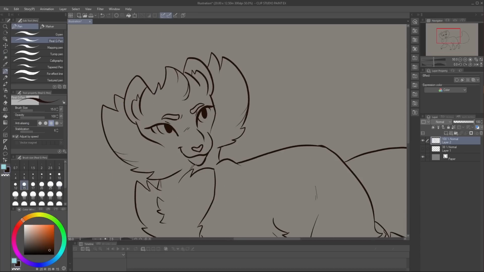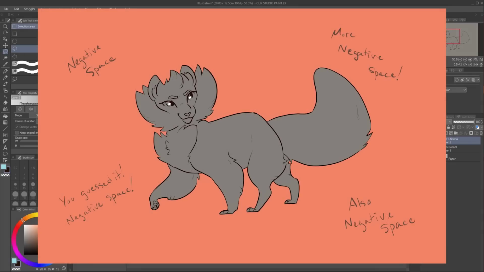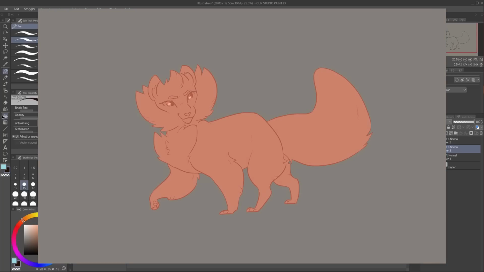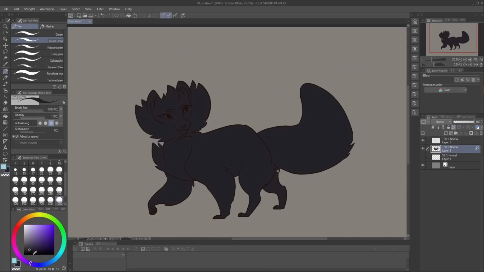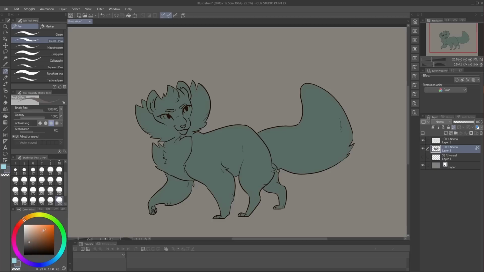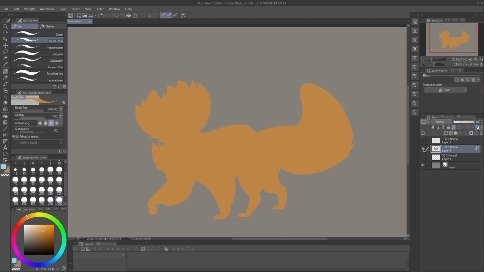Negative space can easily be seen as this large space of nothing around the character. However, negative space also exists inside the character design as well. Let's say I decide to make this a single color character. Maybe they're all white, black, gray, orange. No matter what color I fill in here, most of this design still contains negative space.